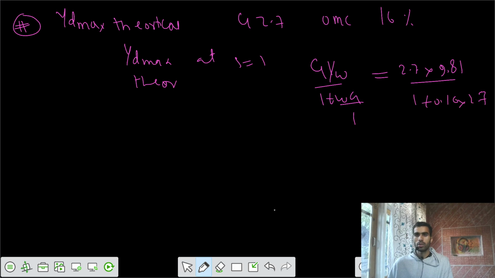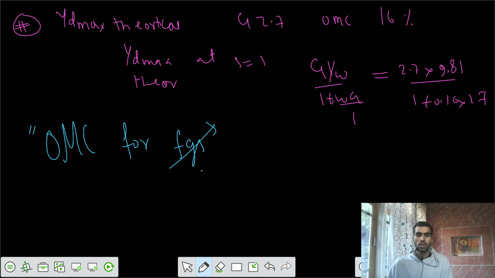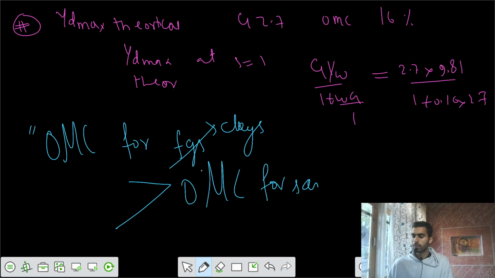That is your solution. Now, one statement we can write is that the optimum moisture content for clay soils, or fine grained soils, is more than the optimum moisture content for sands, that is, for granular soils.